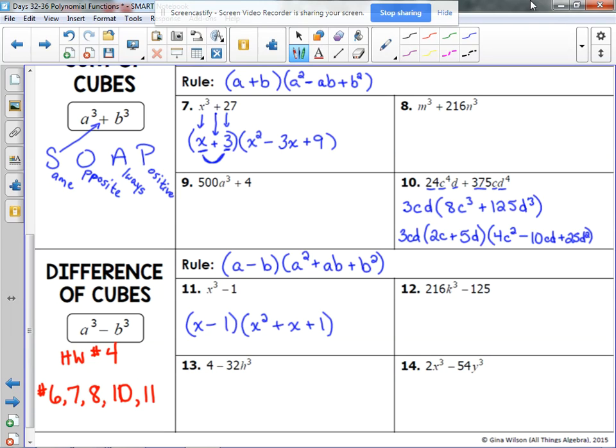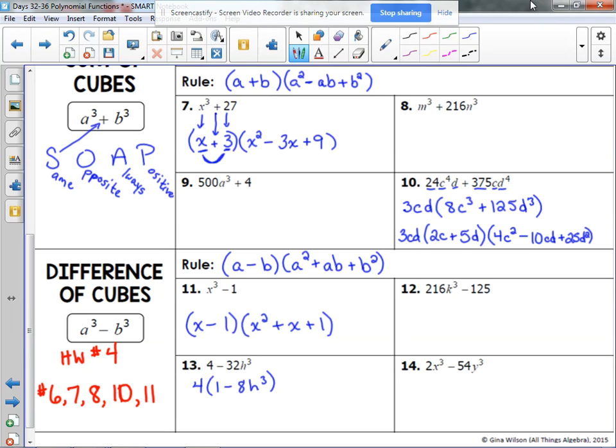Okay, let's look at number 13. Okay, 4, 32. Not perfect cubes. So that means there's a GCF. They're both divisible by 4. Don't forget, you have to put that 1 there. Okay, you have to put that 1 when you factor out the 4 from 4. 4 divided by 4 is 1.